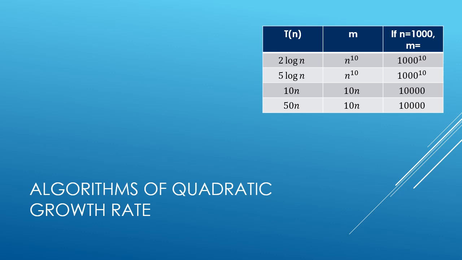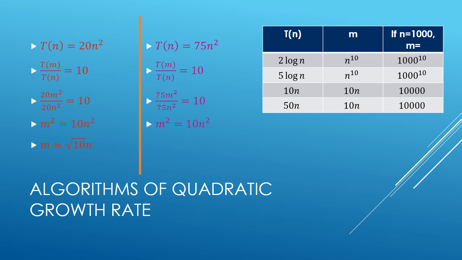Now we work with algorithms of quadratic growth rate. My first algorithm has a running time of 20n square. Putting this in the speedup equation, I come to m square is 10n square, which can be simplified to m is square root of 10 into n. The square root is on 10 only. If I have a quadratic algorithm whose running time is 75n square, I get the same improvement in data size.